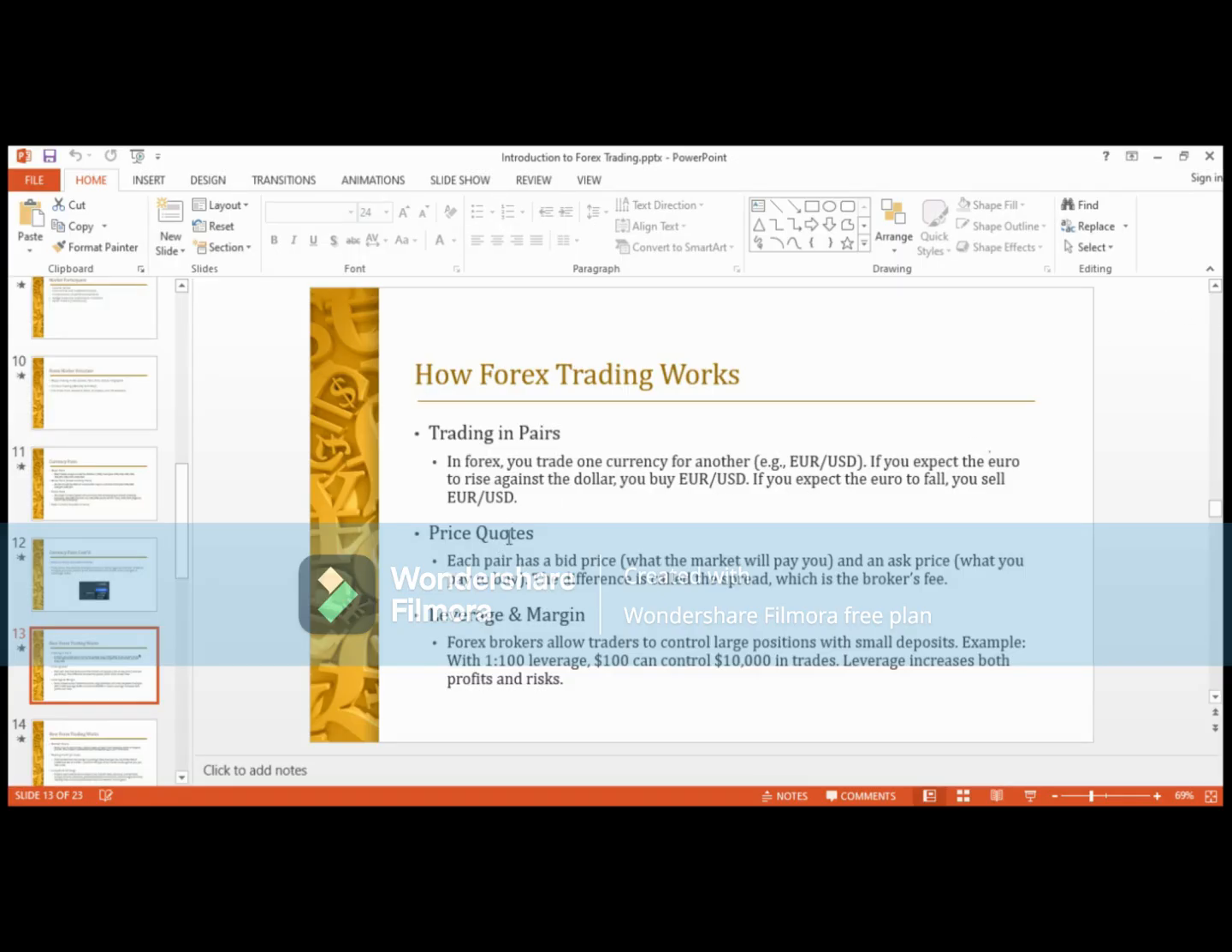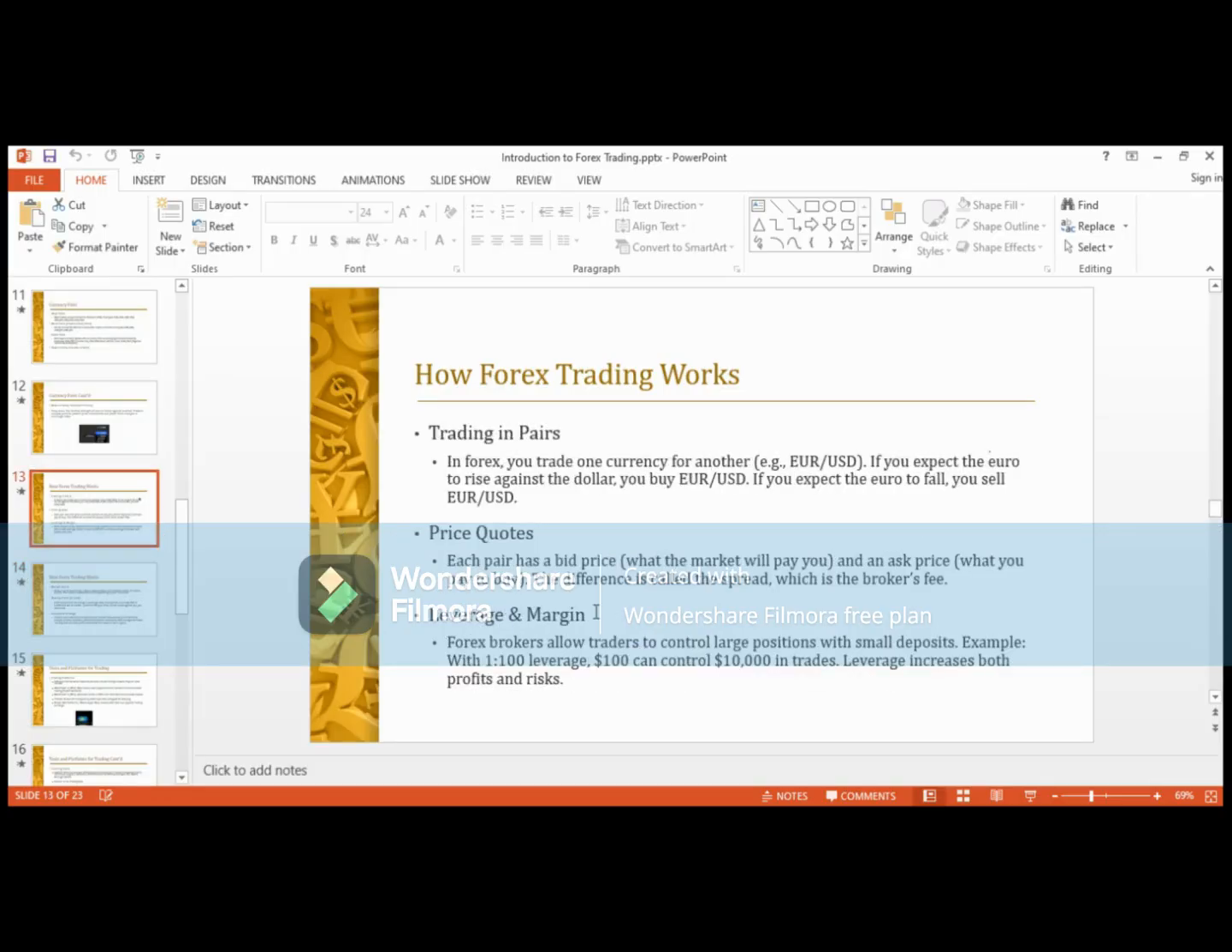So we also have price quotes. Each price has a bid price, that's the price that the market will pay you, and an ask price, what you pay to buy. The difference is called the spread, which is the broker's fee. So we have certain brokers having a high spread because the bid price and the ask price gap is huge, it's way wider, so the spread is big.